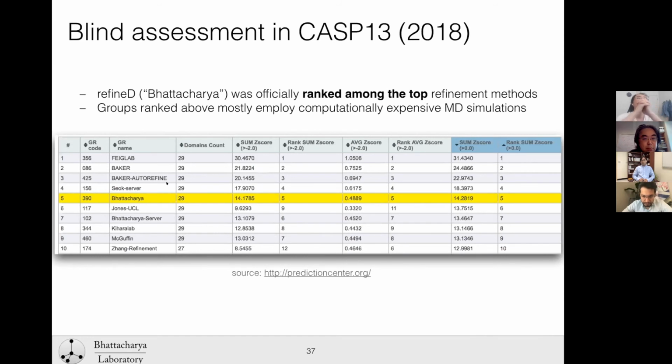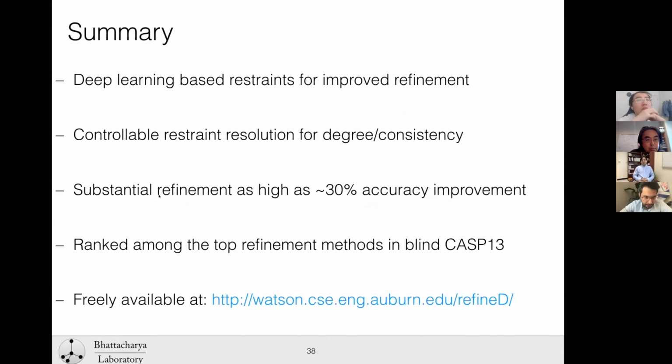We can predict the multi-scale error restraints using deep learning very quickly, and then we apply Rosetta Fast Relax, which is also very computationally efficient. It turns out our performance is also comparable to some of the top groups out there in terms of blind refinement assessment. Let me now summarize this part of the talk.